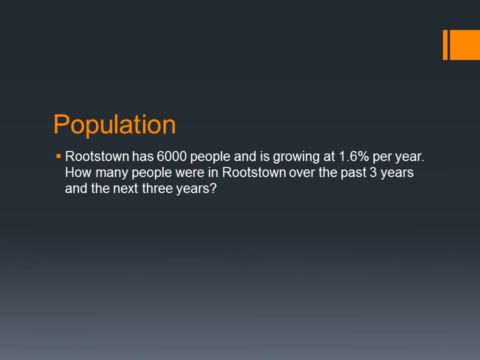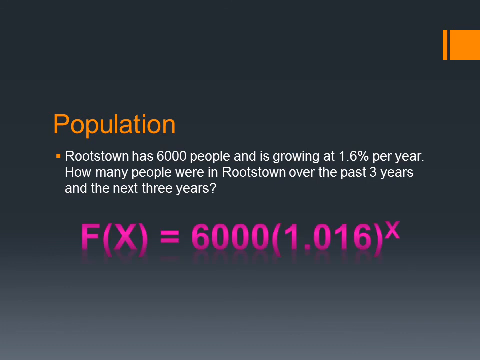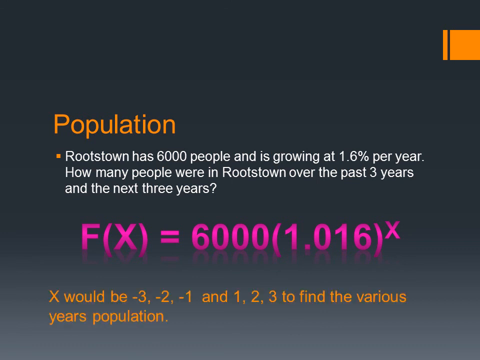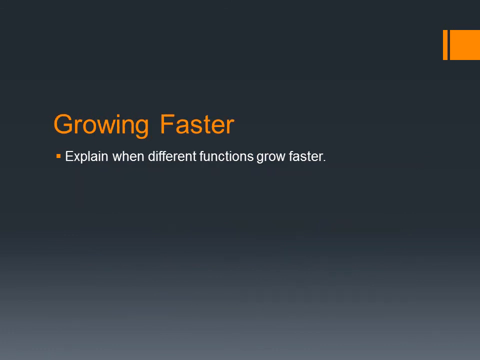This is another population problem. It's a little different because it's growing at a percentage rate instead of doubling. And I actually gave you here the starting value of the town. So there's my equation. f of x equals 6,000 times 1.016 to the x power. I added 1 because I want 100% plus 1.6% more. You would then use -3, -2, -1 for the past, and 1, 2, 3 for the future population.